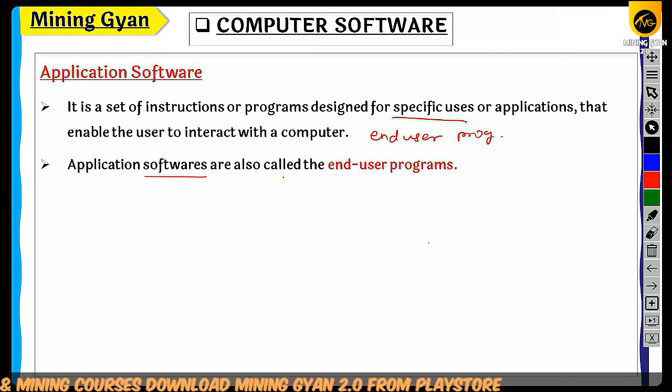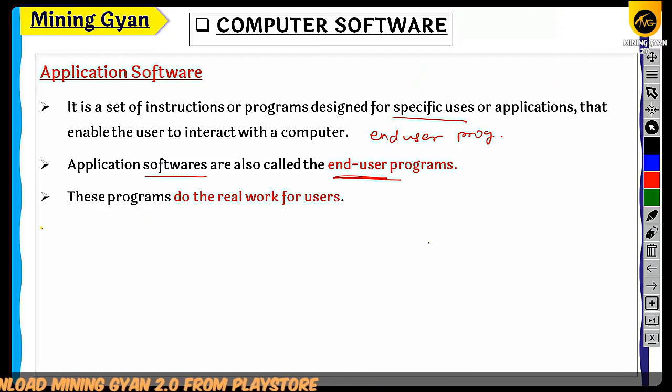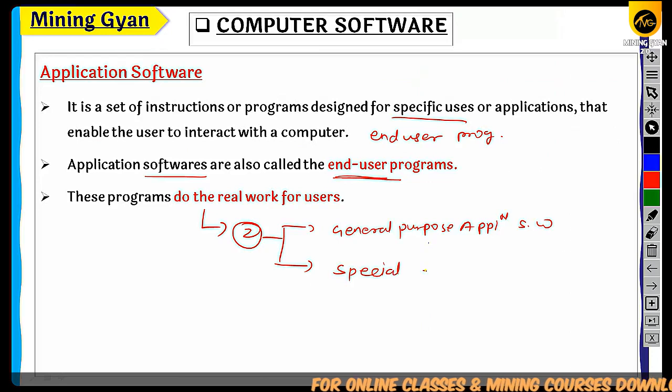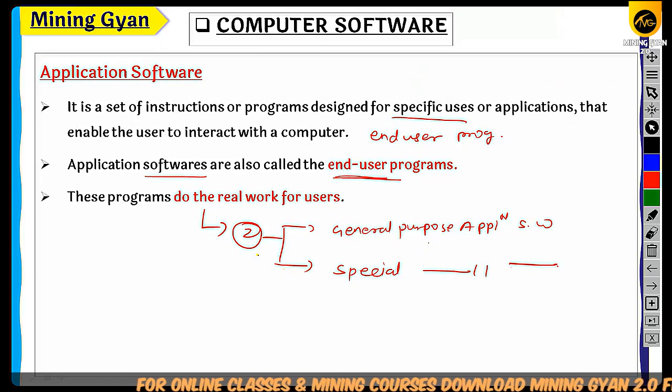Application software is also called end user programs. These programs do the real work for users. There are two types of application software. First is general purpose application software, and the second one is called special purpose application software. So these are the two types of application software.